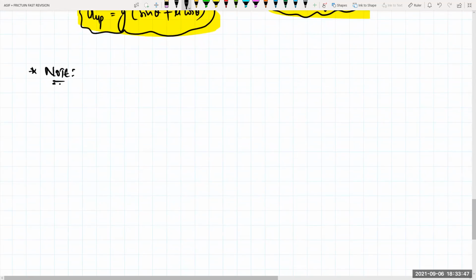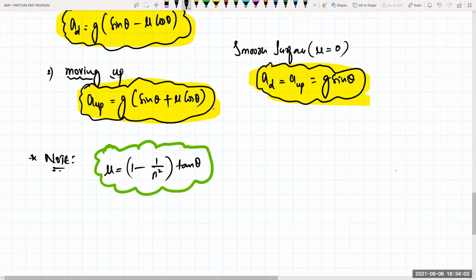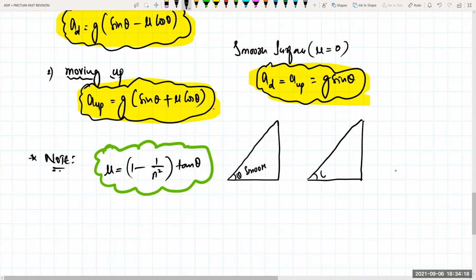Mu is equal to 1 minus 1 by n square into tan theta. A very famous formula. Let's say, for example, this is one surface at angle theta, and this one is smooth. Another surface is there at the same angle theta, and this one is rough. This distance is S, and this distance is also S.